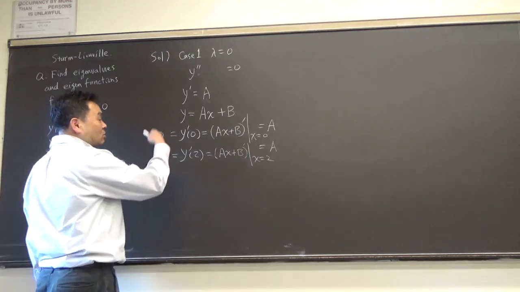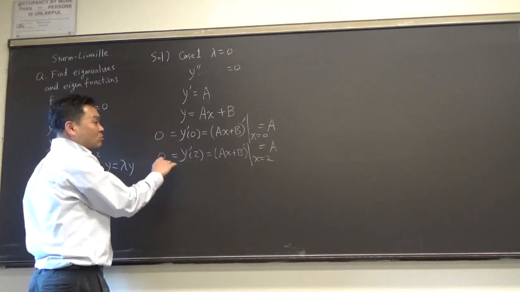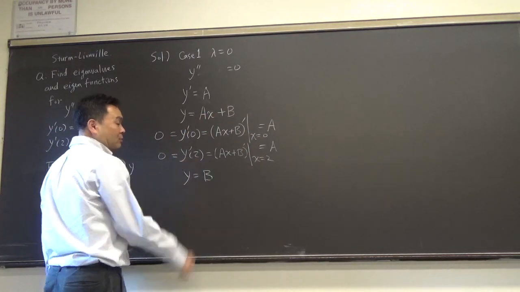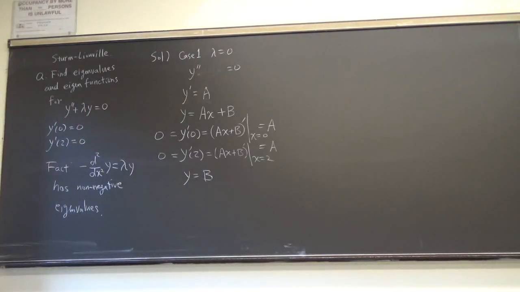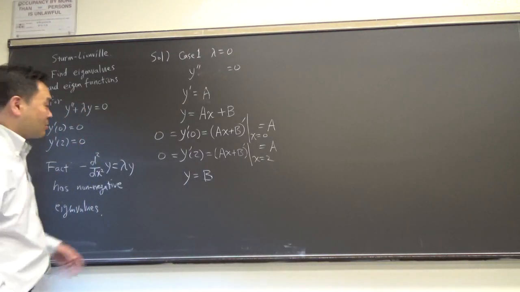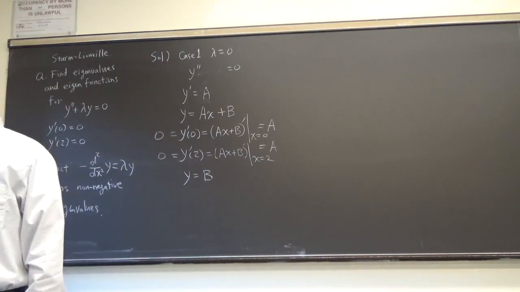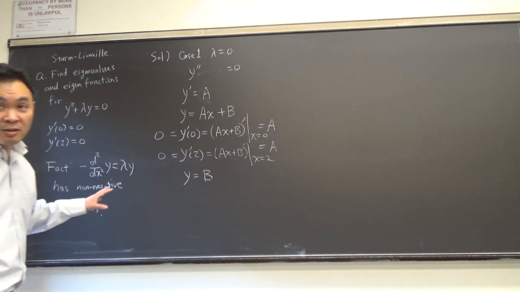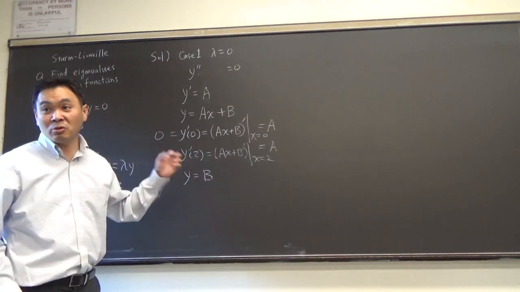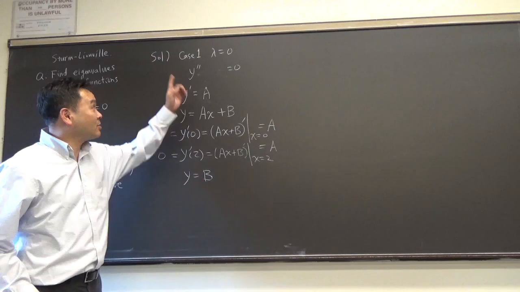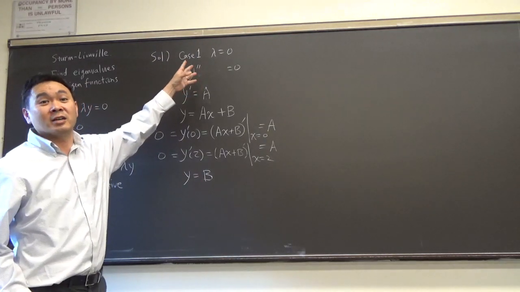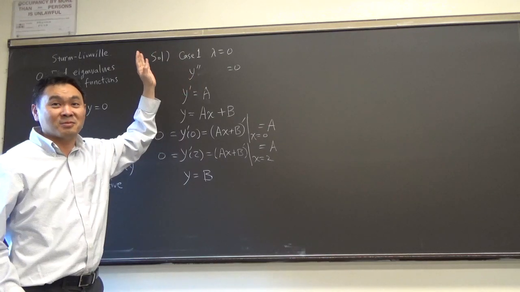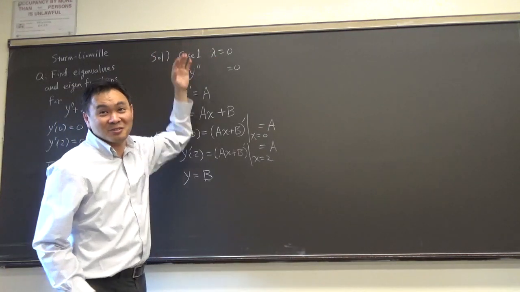Therefore, a equals 0 will allow both conditions to be satisfied, and you end up with y just equals b. And because b can be any number, we can definitely choose a number that's not 0, so we do get a non-zero or non-trivial solution. If you have a non-trivial solution, then you call that an eigenfunction, and the corresponding value lambda equal to 0 will be an eigenvalue.